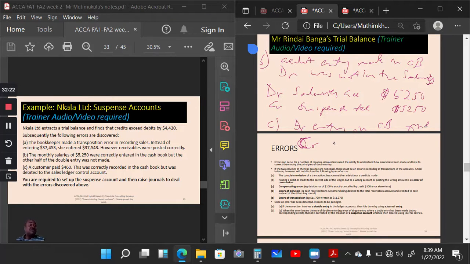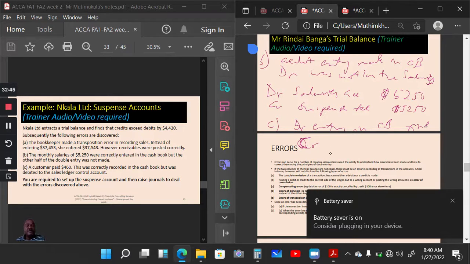Sales ledger control account is the same as receivables control account. The receivables ledger is also called the sales ledger, and the receivables account is also called the receivables ledger control account. So this is just a matter of terminology. Do not be intimidated by that at this level. You're having the ACCA tutor by your side, so do not be intimidated.